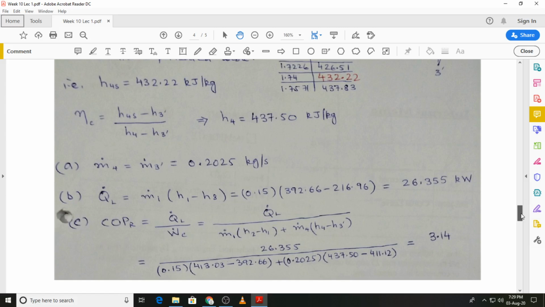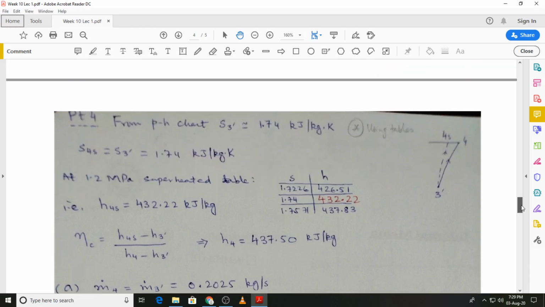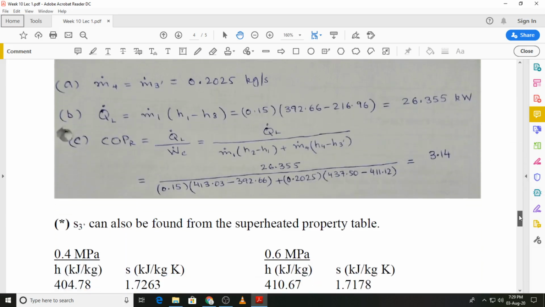Okay, now we can again go back to that point. That means, how can we use the tables to find out the entropy at state 3 prime. Okay, and let's see how that can be done.